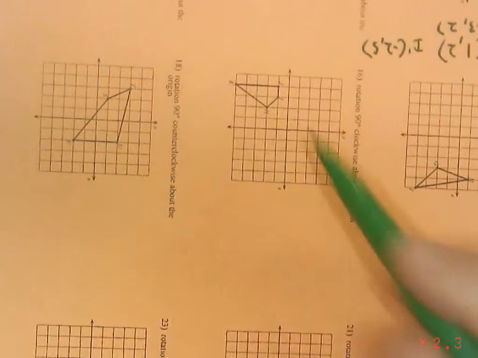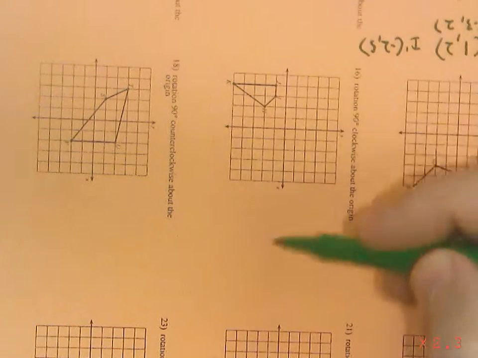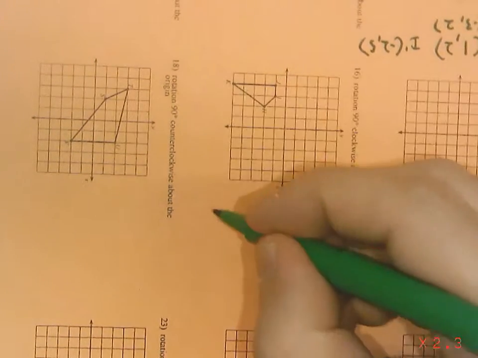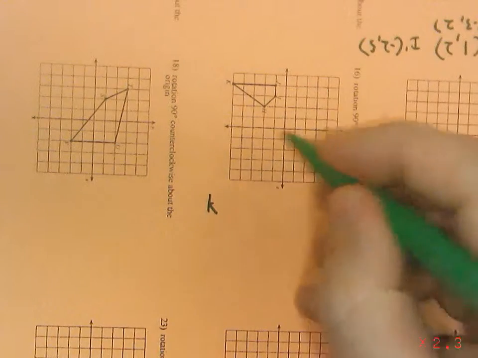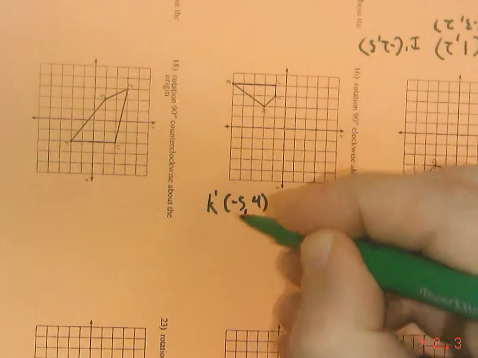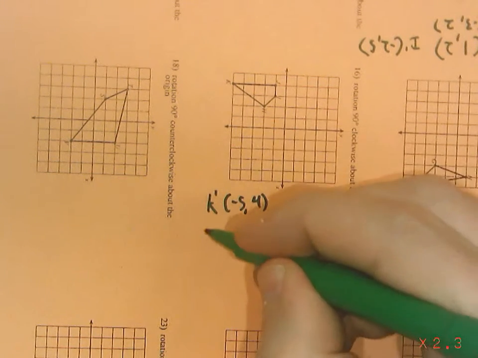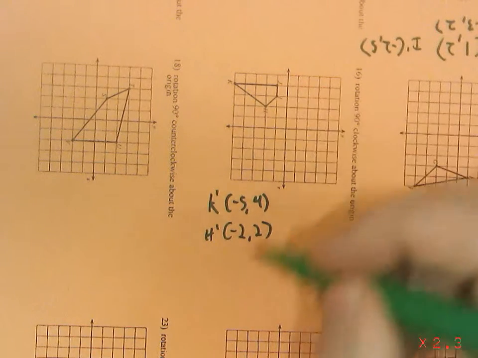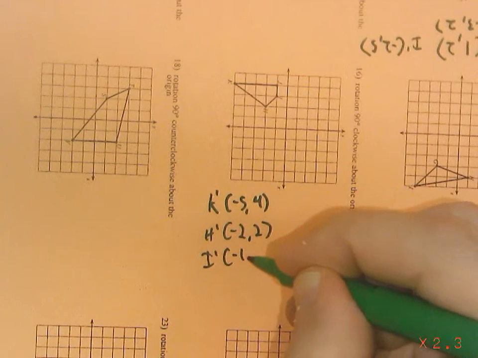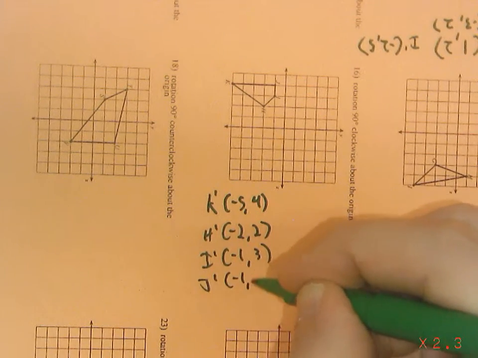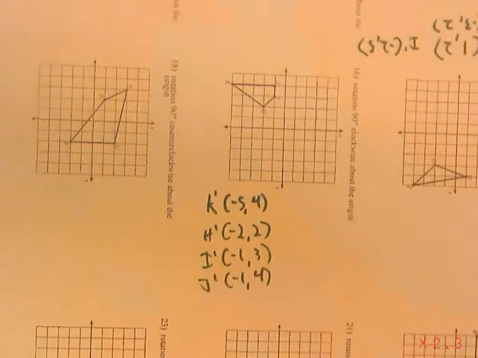That's where all the ordered pairs and stuff, again, if I think of this as the Y, this as the X now, I can just figure out what these ordered pairs are and then turn my paper back and plot them. So K is at negative 5 and 4. So K prime, negative 5, 4. And then H is negative 2 and 2. So H prime, negative 2 and 2. I is at negative 1 and 3. And then J is negative 1 and 4. Okay, there's all the ordered pairs that I need to plot.